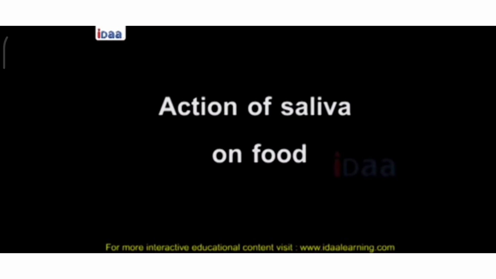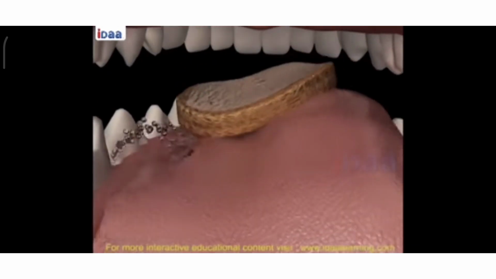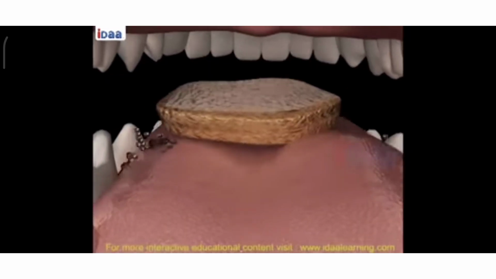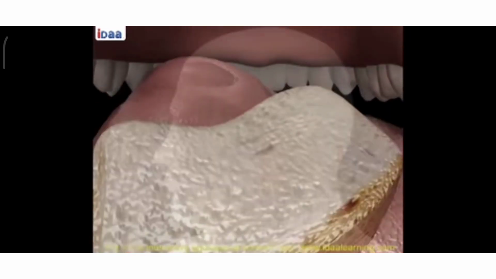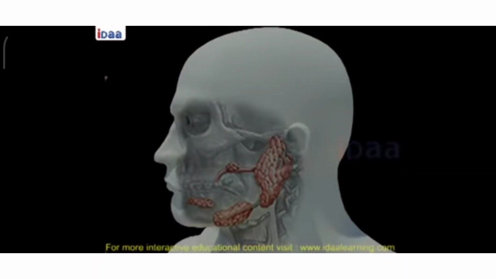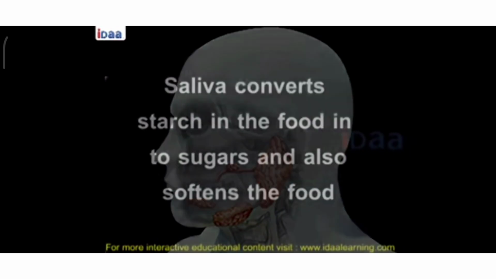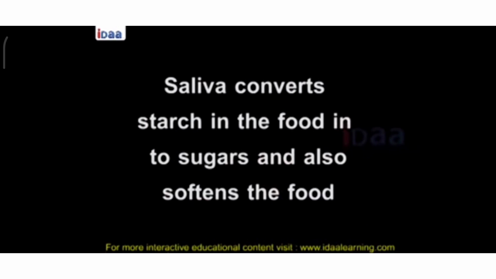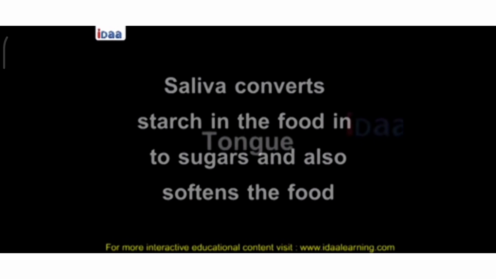Action of saliva on food. During chewing, food mixes with saliva. Saliva is secreted from the salivary glands located in the lower jaw between the tongue and the mouth. Saliva converts starch in the food into sugars and also softens the food.